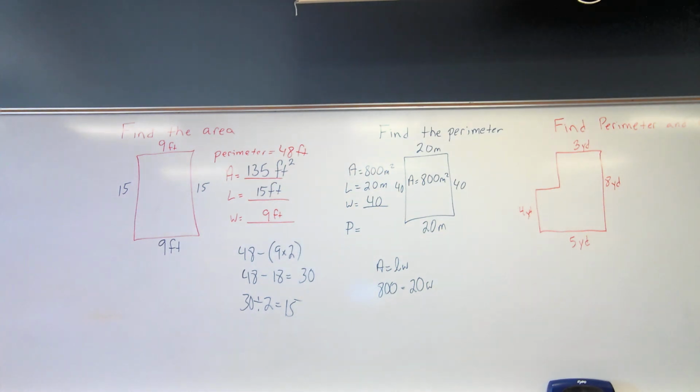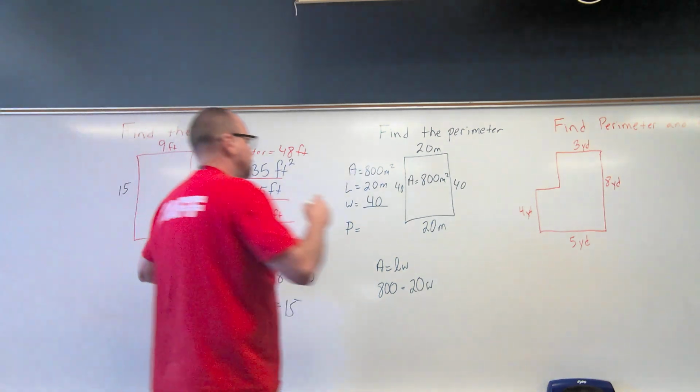If I know the length of all four sides, Eli, I can easily figure out the perimeter by adding all four sides. Good. Tell me what it is, Eli, when you get it. 120. So the perimeter is 120 meters.